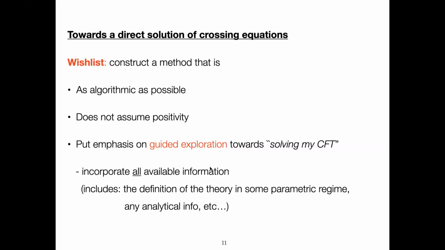This will entail incorporating all available information. So that includes the definition of the theory in some parametric regime. As you can see, this method doesn't use any Lagrangian or anything standard that were used in a QFT course. So that makes it inherently non-perturbative, but on the other hand, you want to be able somehow to define your theory, right? So you want to input the information at that time, solving that particular theory, and having a Lagrangian achieves that. So you want to include the definition of the theory in some parametric regime, any analytical information that you can get, etc.